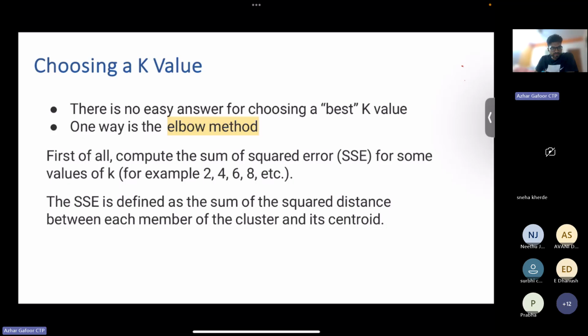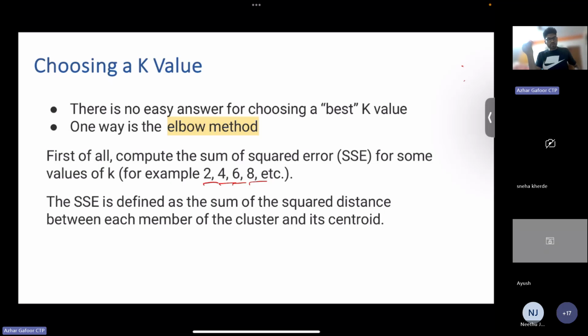So what the elbow method does is, first of all, we have to compute the sum of squares of error for different k values. So let's say we choose different k values, k is equal to 4, 6, 8, and we calculate the sum of errors. Then in this case, the sum of errors is defined as the sum of squared distance between each member of the cluster and its centroid.